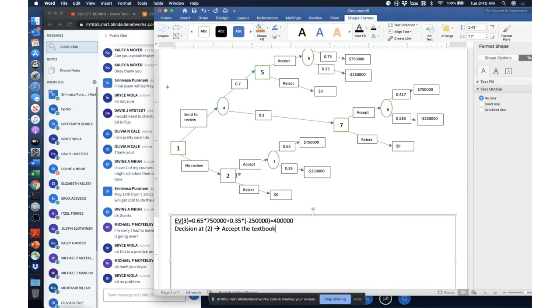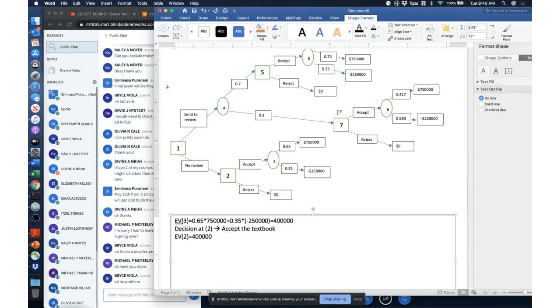Remember, at a decision point, you will explicitly pick one of the two options. At a state of nature, you will calculate the expected value. So by accepting, the expected value at node 2 will be 400,000. There are no probabilities here, because this is a decision, not a state of nature. So the expected value here is exactly $400,000. So that is this part of the decision tree.